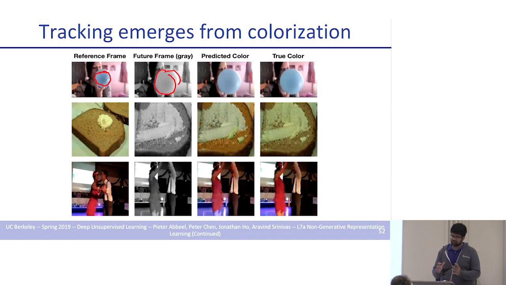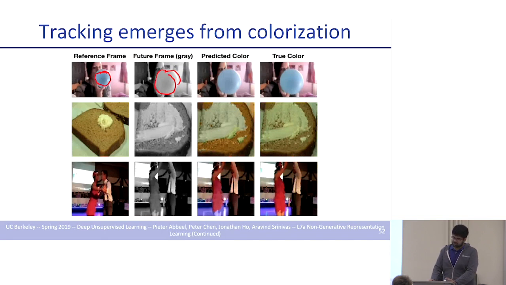So it understood that the balloon got enlarged, so it tracked the balloon, basically. And here there is a bread, and someone has moved the bread, moved the plate, or the camera has moved, but it still understood what's happening and rightly colored. Like, actually, they applied cheese. They spread the cheese, so it's tracked what's happened. And here there's a dancing frame, and their arms are moved up and still able to get it right.